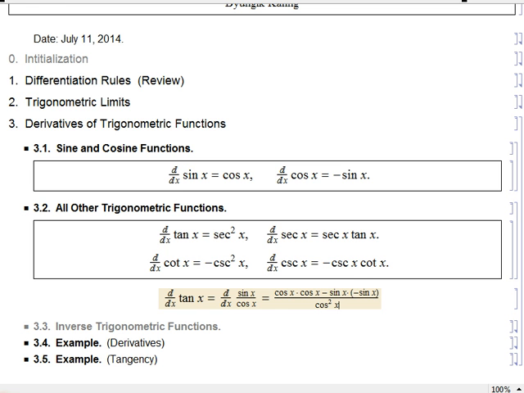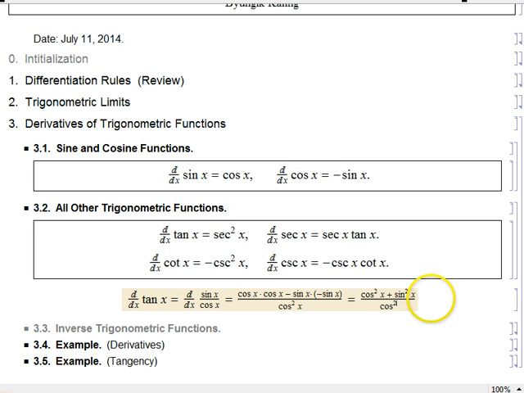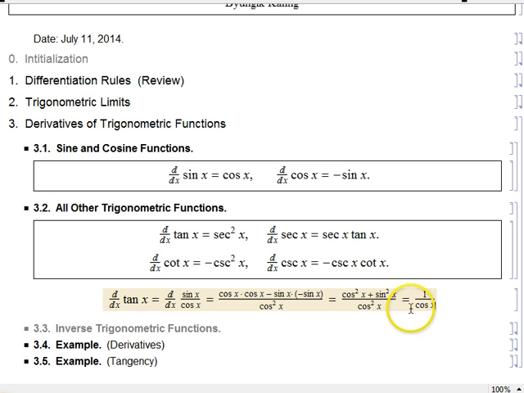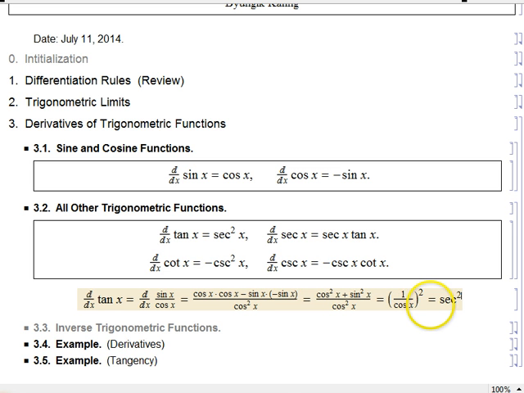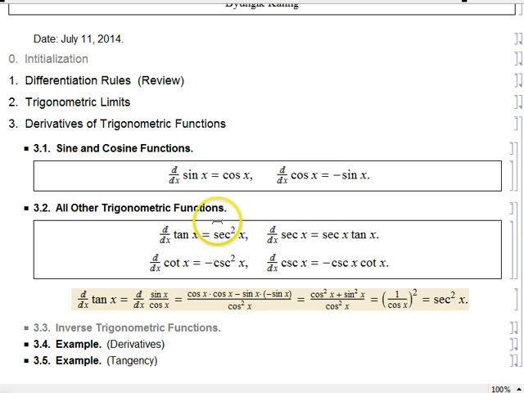So what do we have? Because these two negative signs cancel each other, I have cosine squared plus sine squared x divided by cosine squared of x. And of course, everybody remembers what cosine squared plus sine squared is. That's going to be just 1. So this is 1 over cosine of x, total quantity squared, and that is secant squared of x. So we can deduce this formula using these two and the quotient rule.